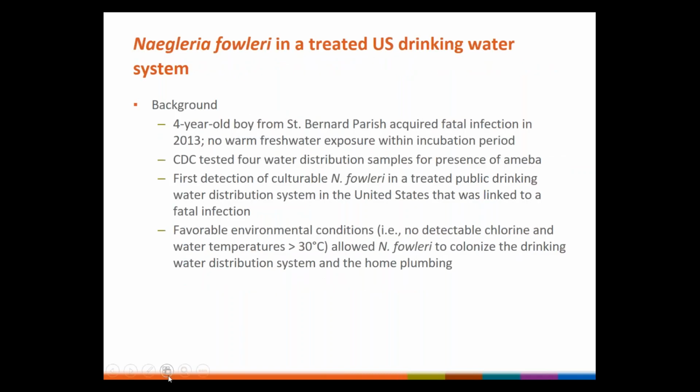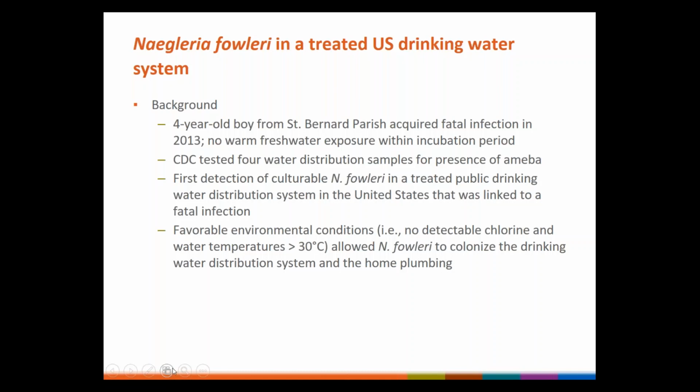And a second example is Naegleria fowleri at a treated U.S. drinking water system, and this was in St. Bernard Parish, Louisiana, a few years ago. This was the first time it had been detected in a treated drinking water system, and in certain parts of the system, there was no detectable chlorine and higher water temperatures, which allowed Naegleria to colonize the drinking water system. So it took a while, after they recognized the issue, after the death, for them to raise the level of chlorine to a safe level.